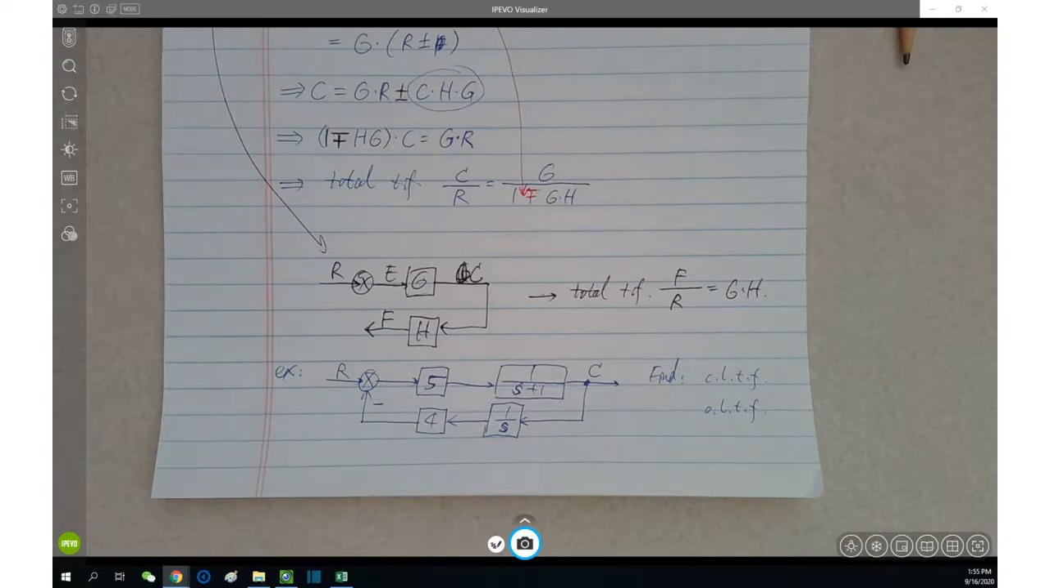So obviously, we can see in the forward path here, we have 5 and 1 over S plus 1. These two are what? Cascade, right? So are 4 and 1 over S in the feedback pathway. We have two forward transfer functions in cascade, and two feedback transfer functions in cascade as well. We need to do this simple combination first, right? A little bit of hint, and keep doing.